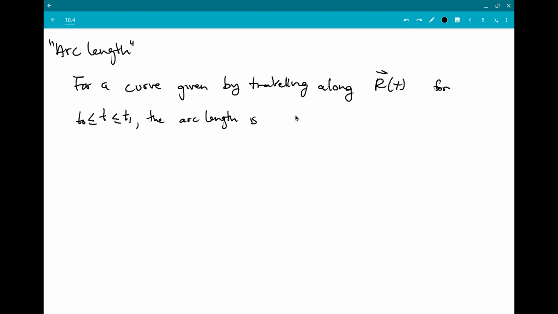We're going to give it a name. We're going to call it S. We're going to say it's the integral when you go from t0 to t1 of the magnitude of r prime of t, and you're going to integrate that magnitude with respect to t.